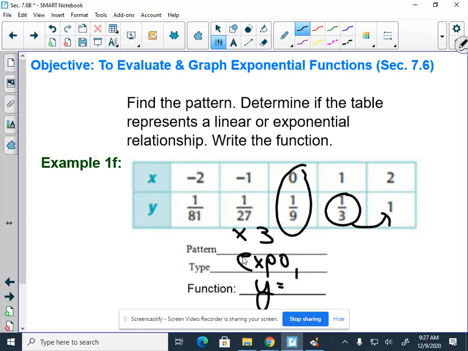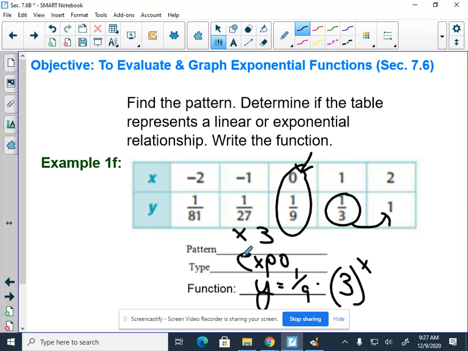The starting value is 1/9. And again, how do I know the starting value? The starting value is what you have at 0. So that's an important value in writing these equations. That's what we have at 0. Then you multiply by 3 raised to the x power.